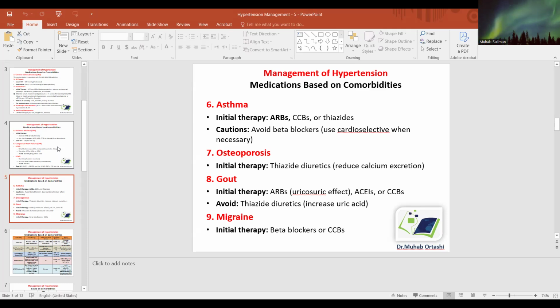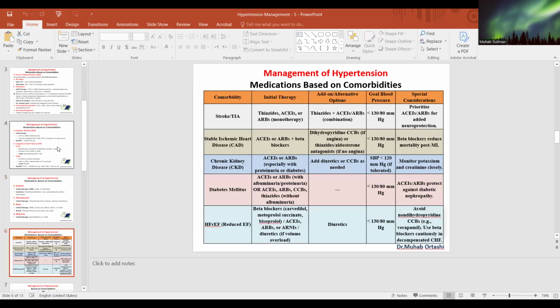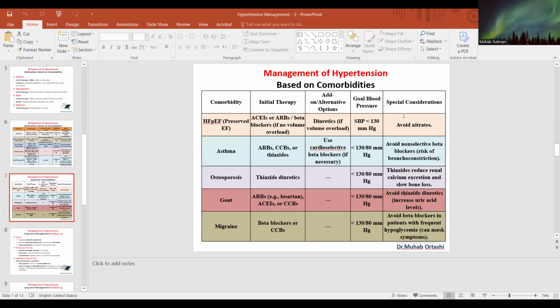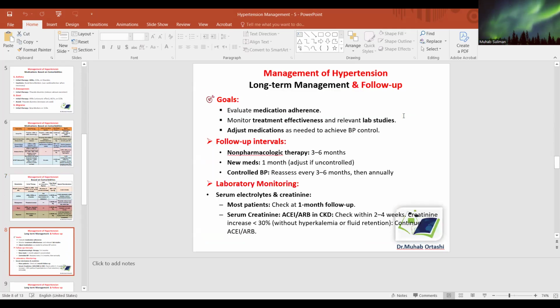We use the beta blockers and calcium channel blockers. This is a summary table for the treatment based on medication and comorbidities. As we see here, we have the comorbidity, the initial therapy, what we can add, the goal of blood pressure, and the special consideration. It is a summary for those who like to read from the table, and it's a simple way to summarize all the lecture about the comorbidity.